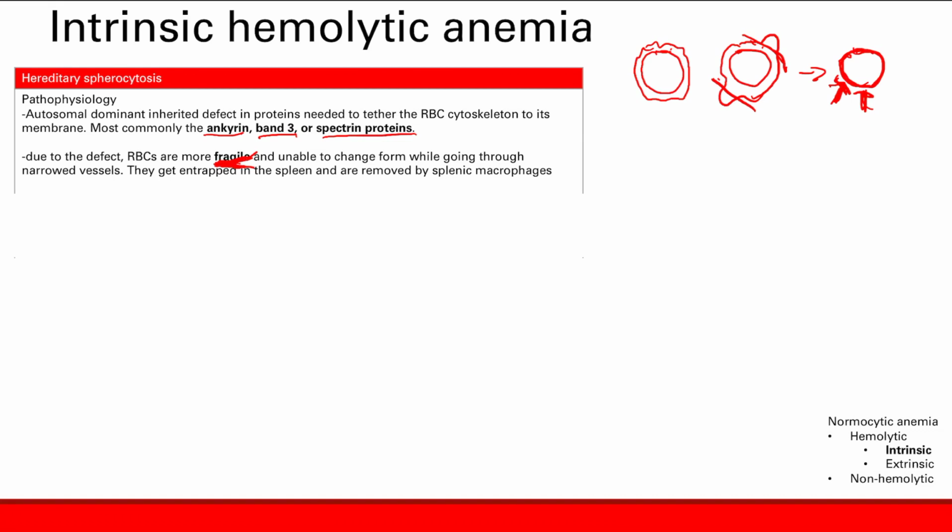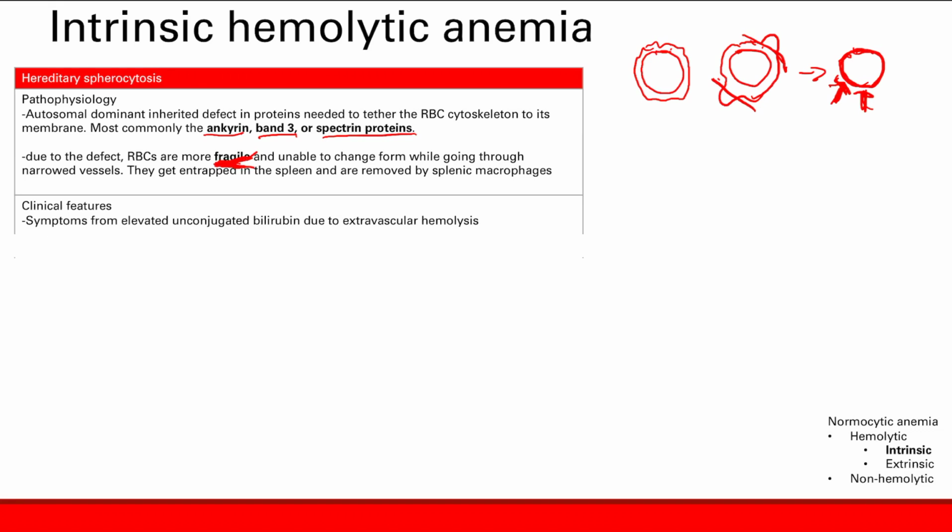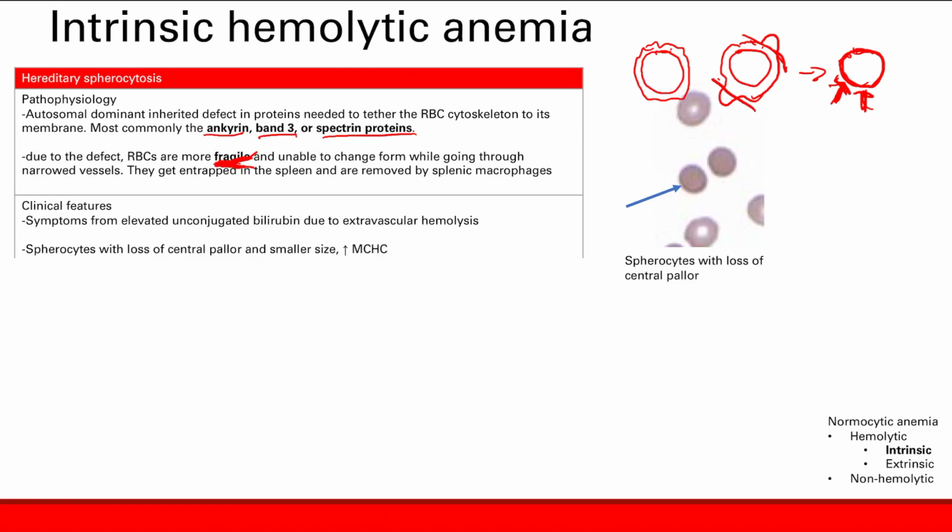So you get symptoms from elevated unconjugated bilirubin from extravascular hemolysis. So I already mentioned some stuff you might get. Remember that bilirubin deposits in the skin. You get jaundice, so yellowing of the skin. You also get bilirubin gallstones. The other thing is you're going to get spherocytes with loss of central pallor and smaller size. And you get this increased MCHC.